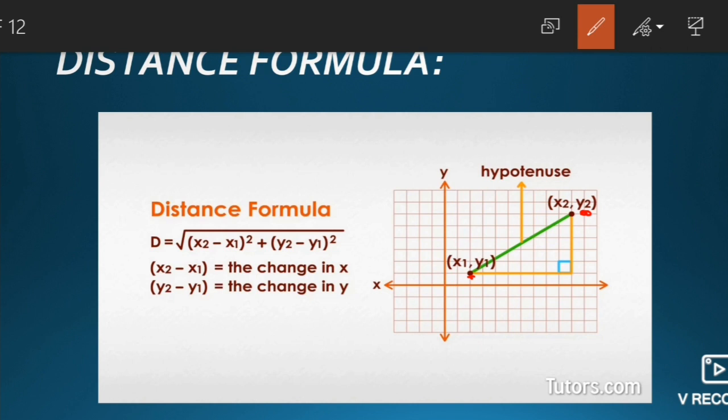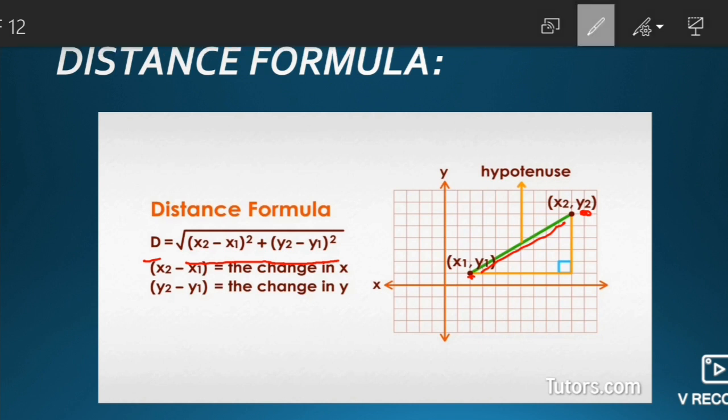Now what will be the distance between these 2 points? This green line is the distance between these 2 points. So the distance between these 2 points will be d is equal to root under (x2 minus x1) whole square plus (y2 minus y1) whole square. So what is the distance formula? Root under (x2 minus x1) whole square plus (y2 minus y1) whole square.